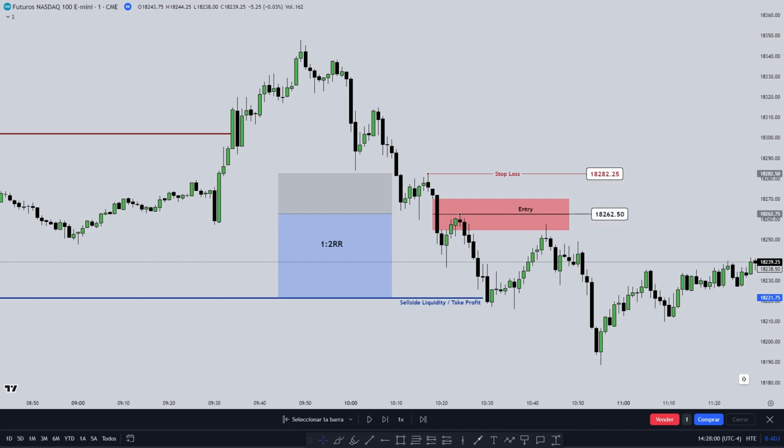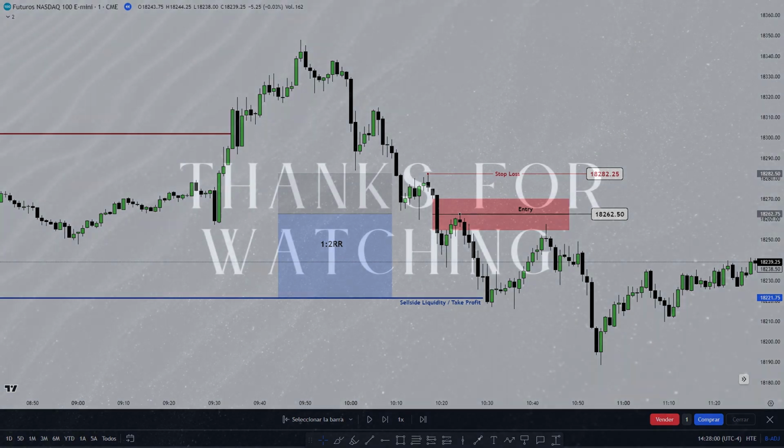Finally, the same trade but entering on the consequent encroachment of the fair value gap. With this, you get a better risk-reward ratio, but you are risking not getting an entry. So you will have to decide if you prefer to not miss the move or to get a better entry.